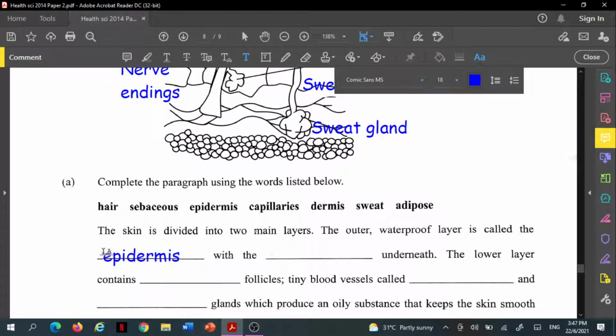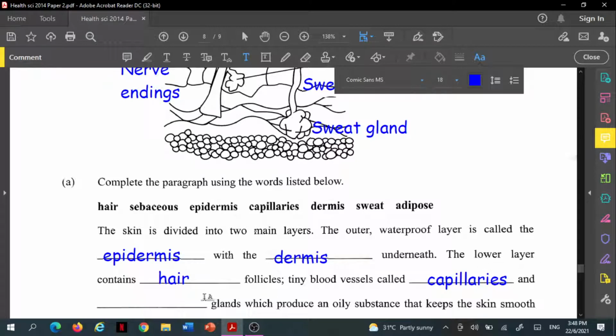All right. And it's with the layer underneath. So what is underneath is the dermis, as we talked about. So this is the dermis underneath the epidermis. Okay, so this will be dermis. All right, and the lower layer contains what type of follicle? And that is hair follicle. Okay, so the hair follicle will be in the lower layer. And then now it's tiny blood vessels called capillaries. All right, so capillaries are tiny blood vessels.